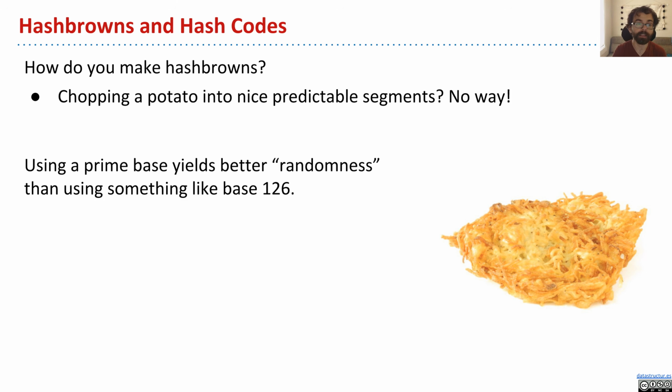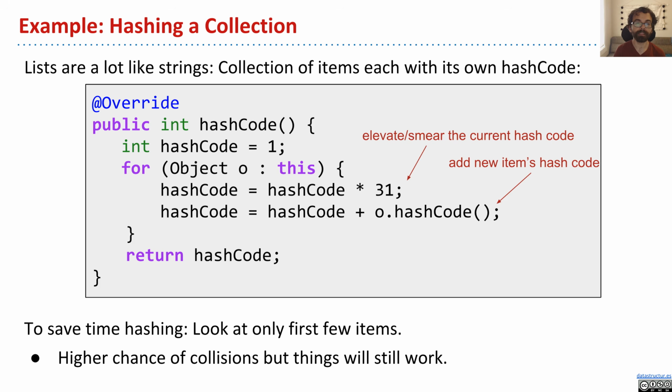So trick 1 was using a prime base gives us better randomness. Now, it's not really random, right? I mean, it's a deterministic process, but we get better randomness. Now, let's say we have a collection of items, and each has its own hash code. So we have some kind of like list of items.